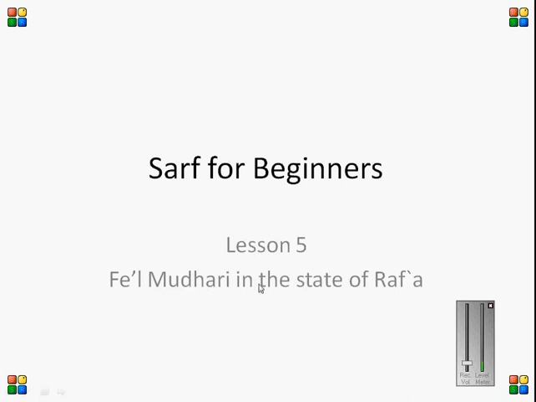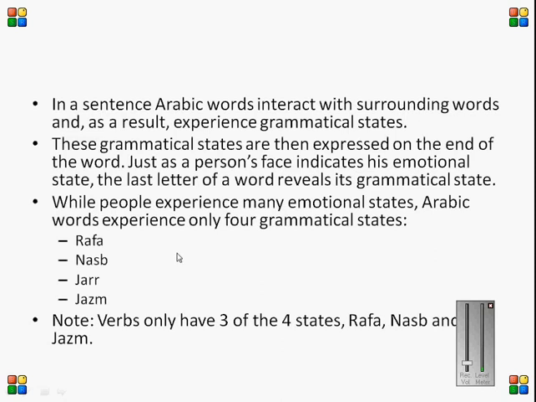Fi'l mudari, which is the present tense verb in the state of rafa. So, in a sentence, Arabic words interact with surrounding words and as a result experience grammatical states. These grammatical states are then expressed on the end of the word. Just as a person's face indicates his emotional state, the last letter of a word reveals its grammatical state. While people experience many emotional states, Arabic words experience only 4 grammatical states: rafa, nasb, jar, and jazm.